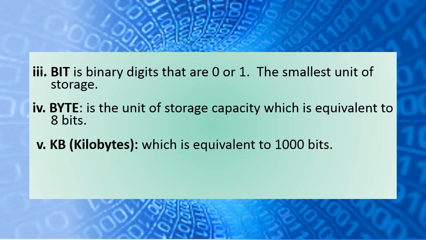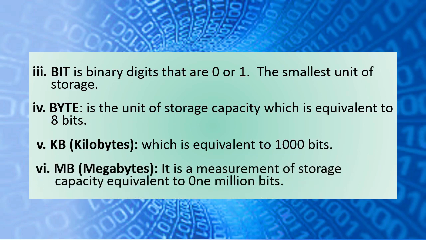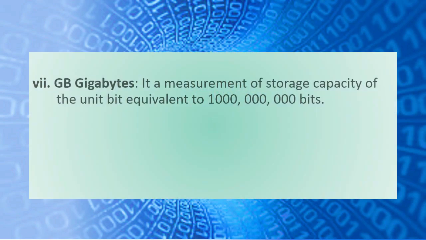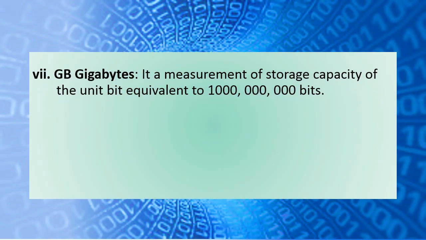KB means kilobytes, which is equivalent to 1000 bits. MB means megabytes. It is a measurement of storage capacity equivalent to 1 million bits. GB means gigabytes. It is a measurement of storage capacity equivalent to 1 billion bits.